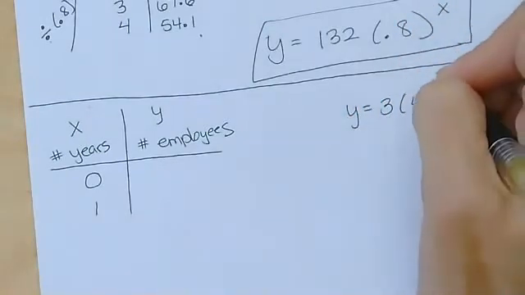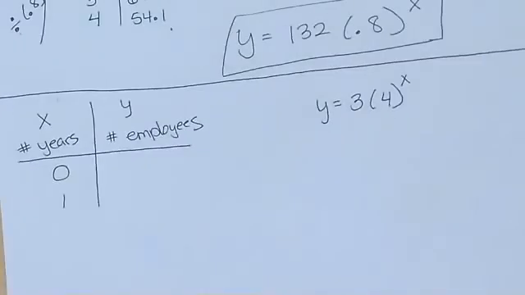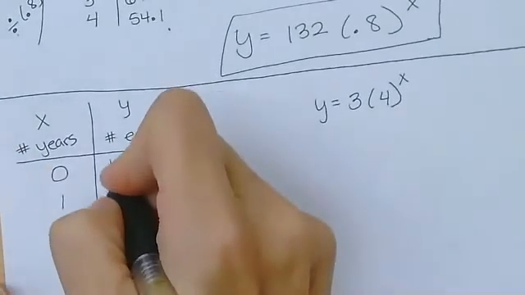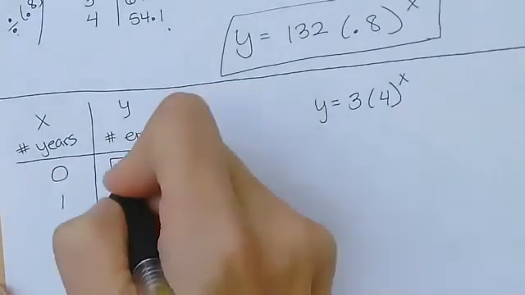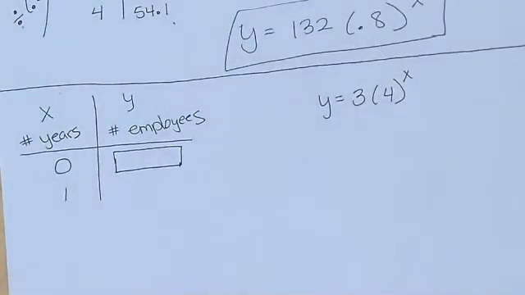So y equals 3 times 4 to the x is our equation. So it says, figure out how many people founded the company. That would be the number that goes right here. And describe how the company is growing.